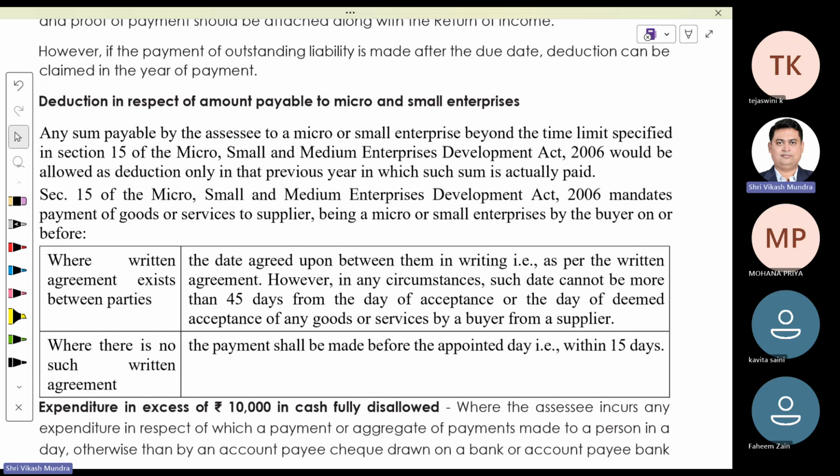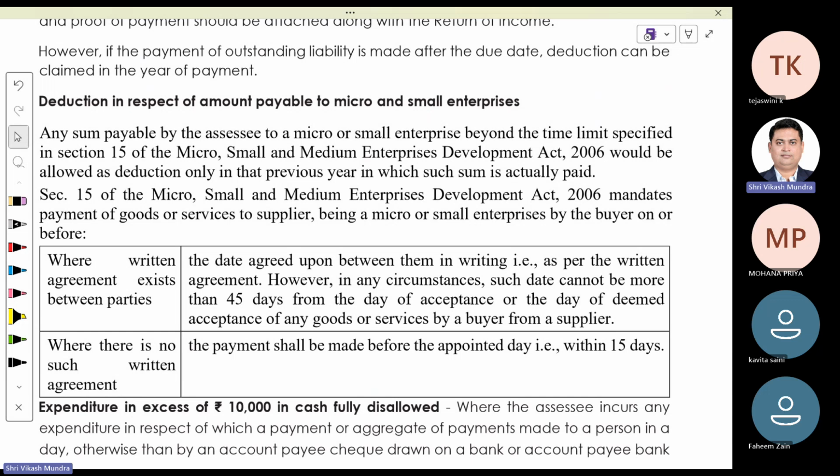In any circumstances, if you are acquiring goods or taking services from micro or small enterprises, then the payment should be made. Ideally, it should be made within 15 days. However, if you are in a written agreement, you may provide any other number of days in the agreement, but that number of days should not exceed 45 days. That means, as per agreement, you may agree that payment should be made within 30 days. Fine. Then in that situation, payment should be made within 30 days.